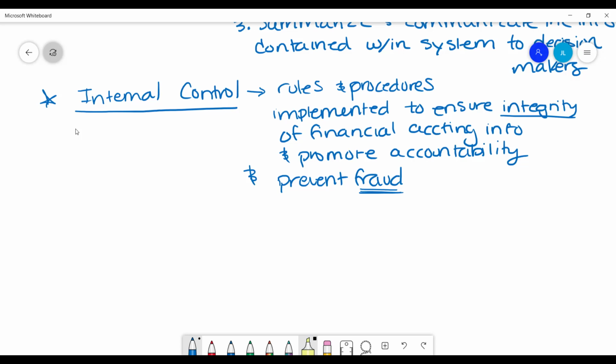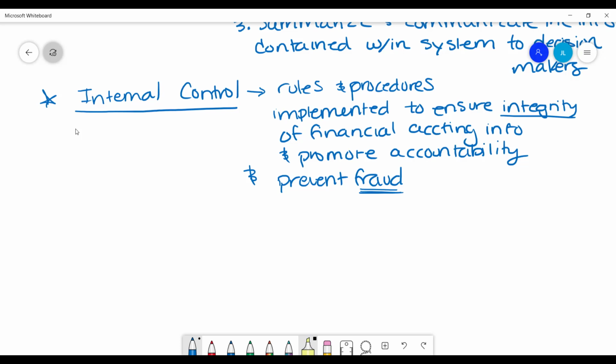Okay? Because what good is accounting information, right? Let's say I get all this information from this organization, it's great, but what good is that information if I can't rely on it, right? If it lacks integrity, if those within the organization aren't accountable for their actions, right? Then that information becomes less and less reliable, and then we're kind of stuck between a rock and a hard place, right? So internal control is very important.